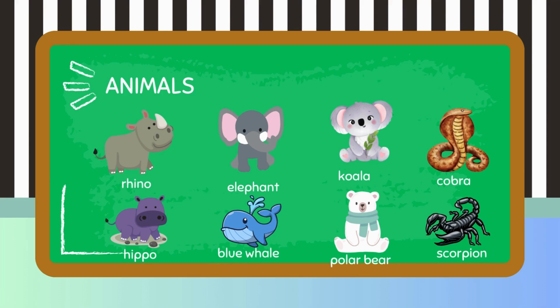Now, let's recap some of the animals that we have learned in this module. First animal we have is a rhino. Second animal is an elephant. Third animal is a koala. Fourth animal is a cobra. Fifth animal is a hippo. Sixth animal is the blue whale. Seventh animal is a polar bear. And the last animal is a scorpion. Ew!